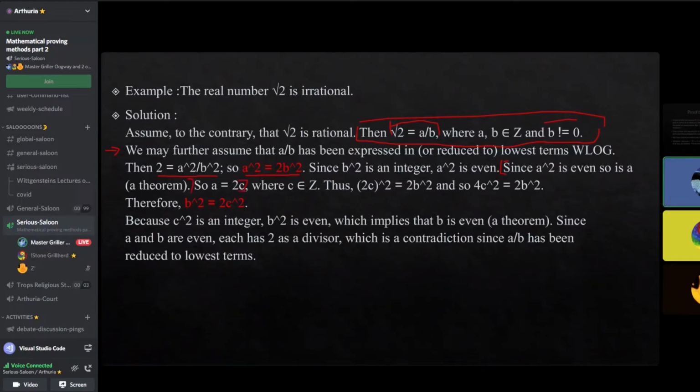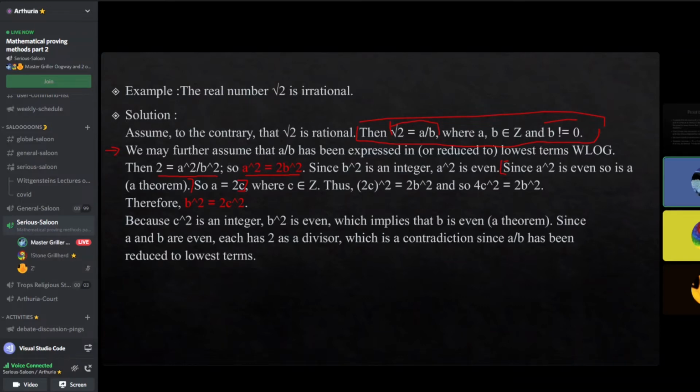This here is a thing you might not be familiar with, and I will not be showing this. But let's take it for granted, for the sake of this presentation, that we know this: a theorem which states that if a to the power of 2 is even, then a itself is even. This is a theorem. We can prove it some other time if necessary, but for the purposes of this presentation, we will be taking it as known, of course.